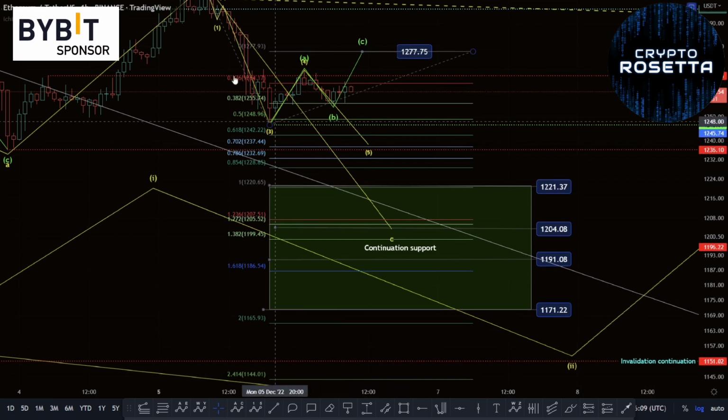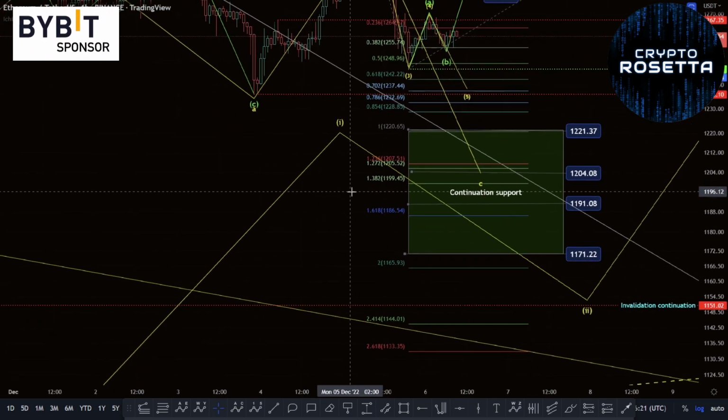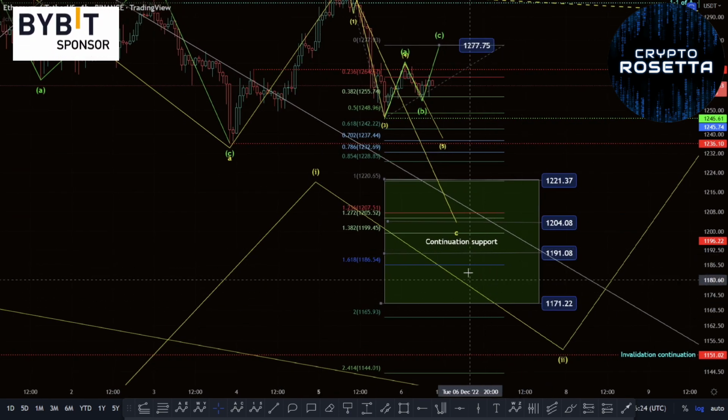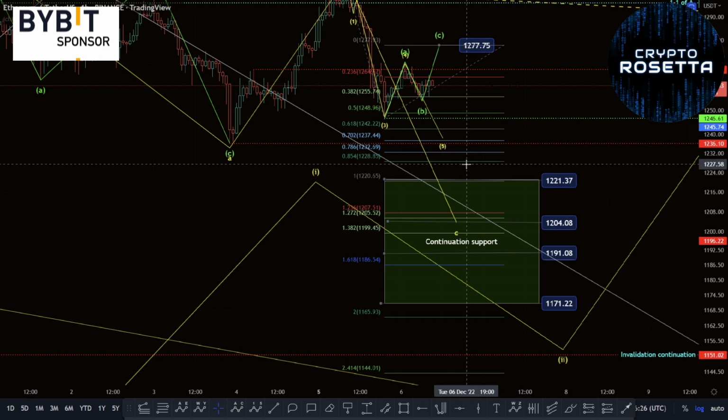impulsive trigger. So if we move up in this ABC shown up here, and then we move down past this 1186 area, then basically we'd be looking at a 1, 2, 3, 4, and 5. So we'd be expecting an additional fifth wave within this move if we drop down past this 1186.